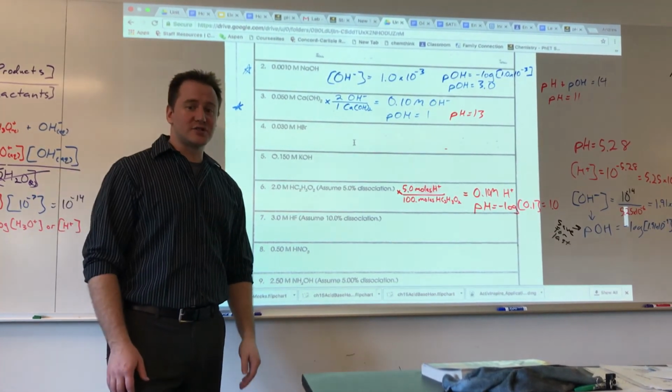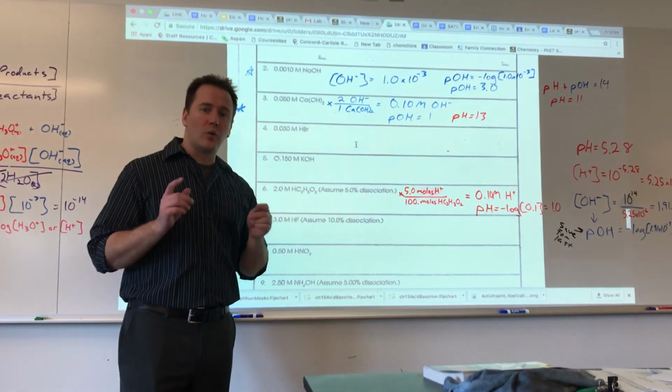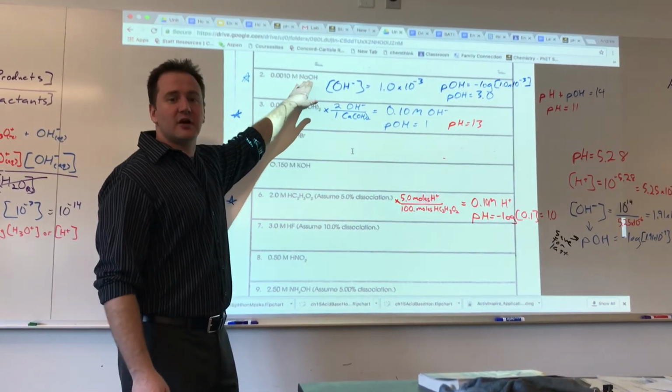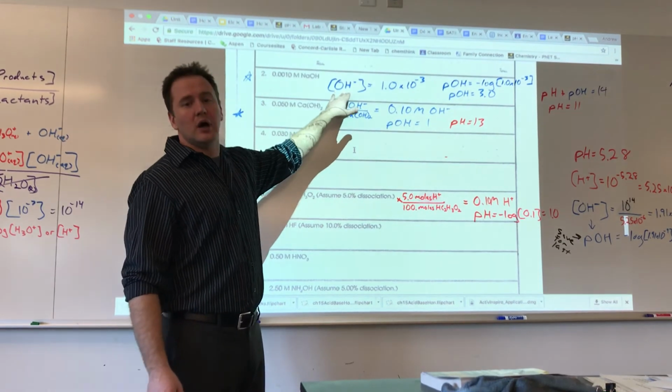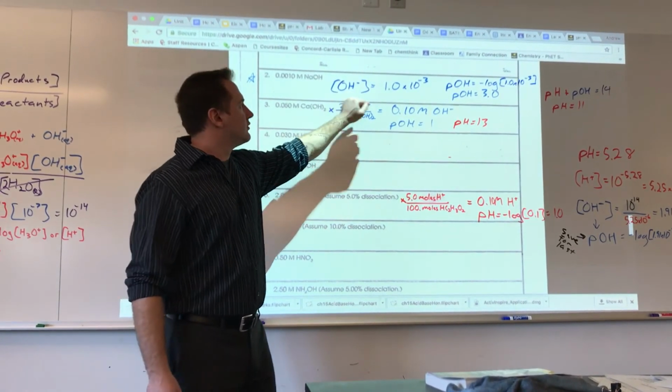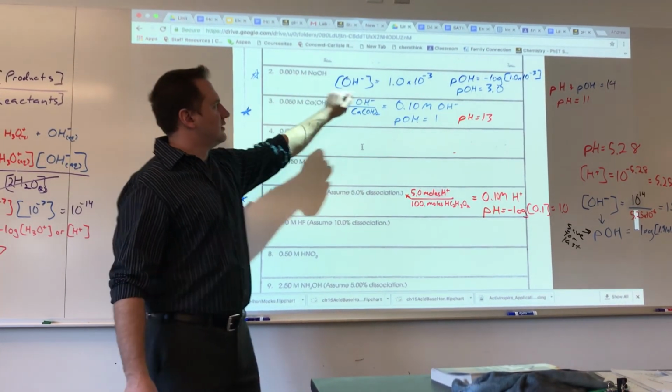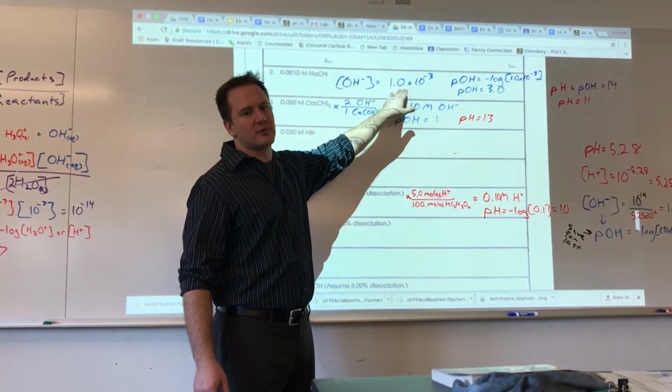Since sodium hydroxide is a strong base, we can assume that it's going to break apart 100% of the time. So that means that our sodium hydroxide concentration is going to be equal to our hydroxide ion concentration. So that's 1.0 times 10 to the negative third. That's just writing this in scientific notation, showing the correct number of sig figs.